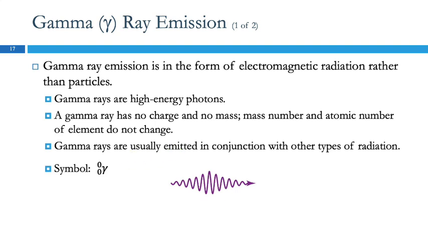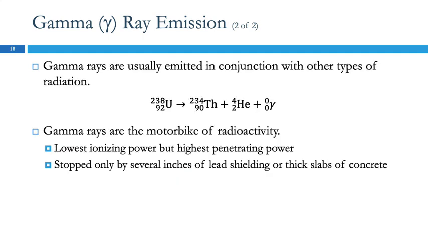Gamma rays usually get emitted along with other types of radiation. And you can't just predict what's going to emit gamma radiation by looking at a chemical equation, because the gamma ray doesn't affect anything. So this is sort of typical of gamma ray emission. Here we have uranium decaying to thorium by alpha decay, and along with the alpha decay, we also get gamma ray emission.